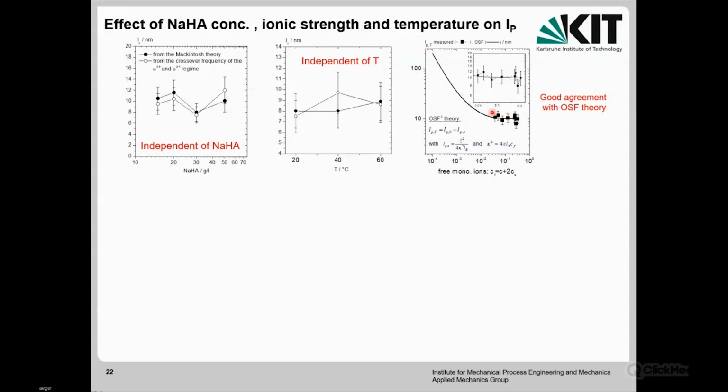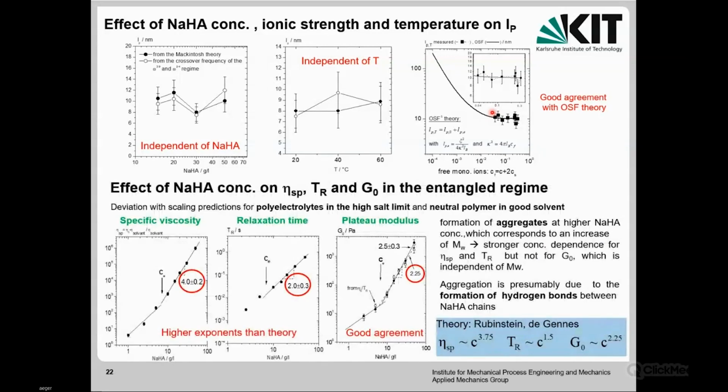And concerning the scaling concept, we compare the exponents we obtained experimentally for the specific viscosity, relaxation time, and plateau modulus, G0. We compare these exponents with the theoretical predictions made by Rubinstein and de Gennes for polysaccharide in the high salt limit, and the same for neutral polymer in good solvent. And we see that the viscosity exponent and the relaxation time exponent deviate from these theoretical predictions. G0 does not, it fits quite well.